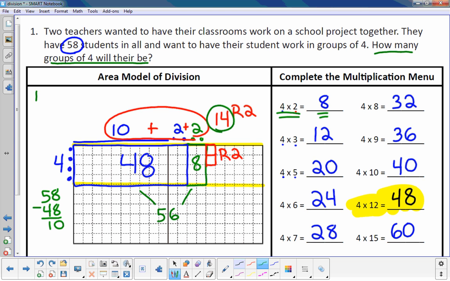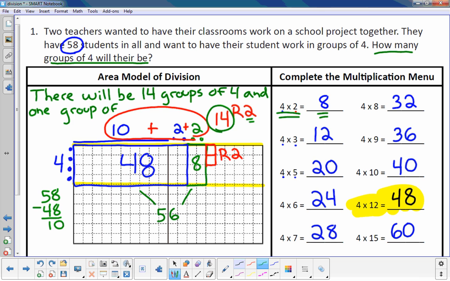So I'm going to write that here. There will be 14 groups of 4 and 2. See the 2? There's going to be one group of 2.